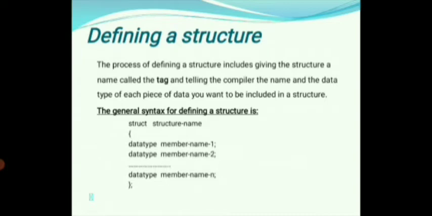Structure name is the name of the structure. The structure begins with an opening brace and ends with a closing brace, with a semicolon at the termination point. Within that come the data types, the basic data types such as int, float, char or double. Member name is the name of that structure member. These are all included in defining the structure. This is the general syntax for defining a structure.